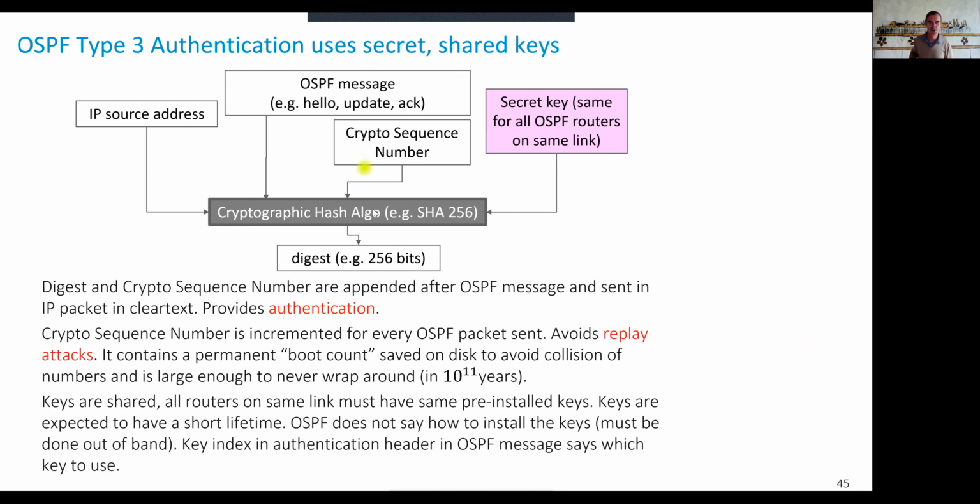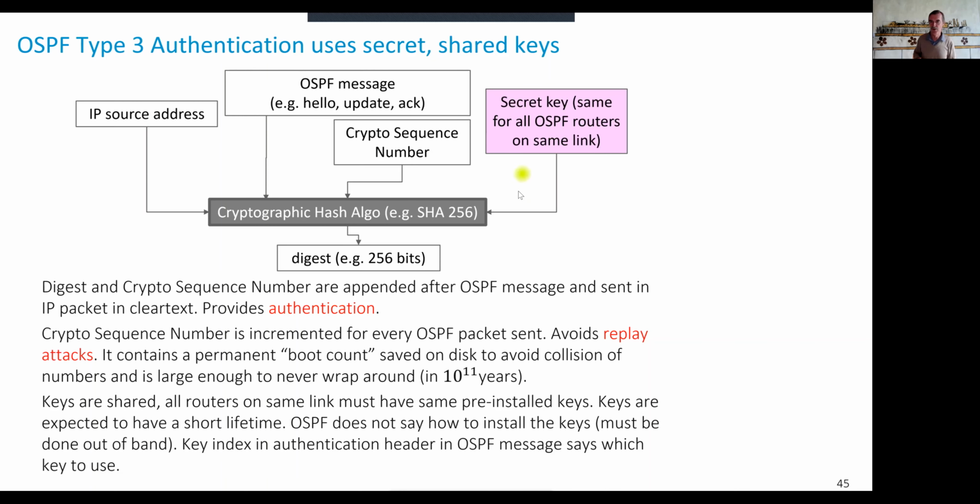So the sequence number is added to any OSPF message, then it's sent in the clear together with a hash. So the digest here is using a secure hash. For example, this is today a secure hash where you hash the sequence number, the message itself, the IP source address, and of course a secret key. The secret key is a key that you must find a way to distribute to all routers that are on the same link. Same link, meaning if there's a point-to-point link, there are two routers. If there is a LAN with 5 routers connected to the same LAN, the 5 routers in the LAN must have the same secret key.